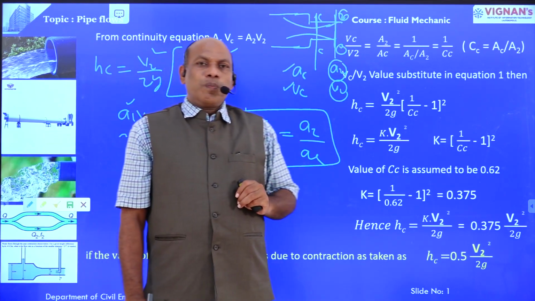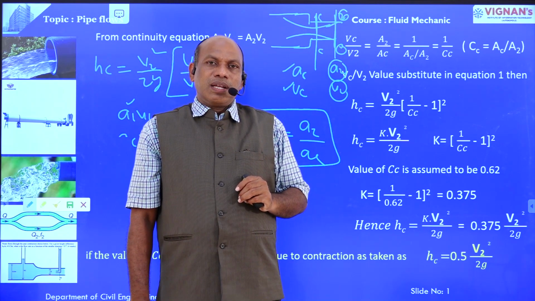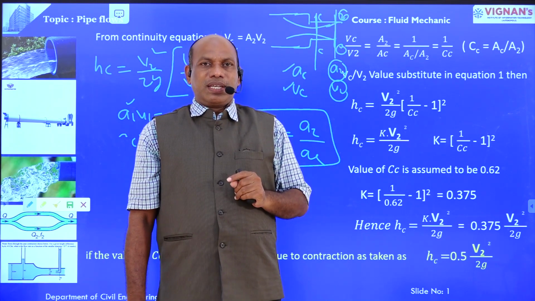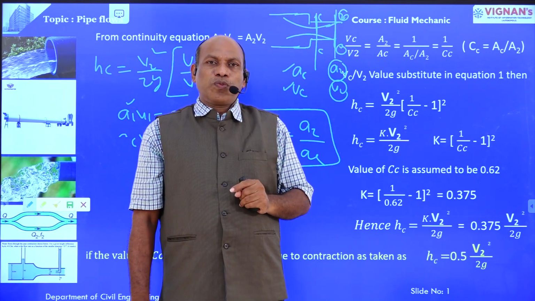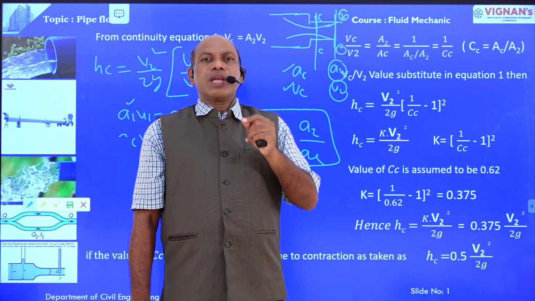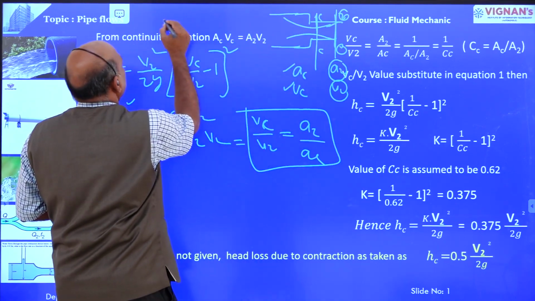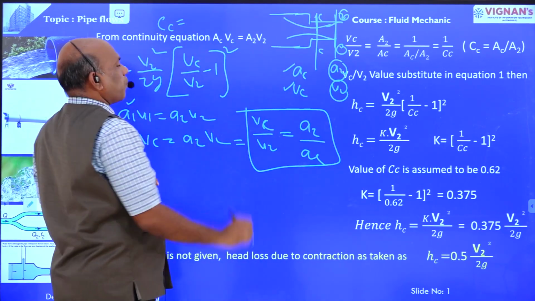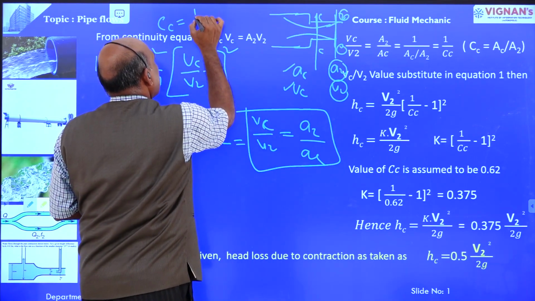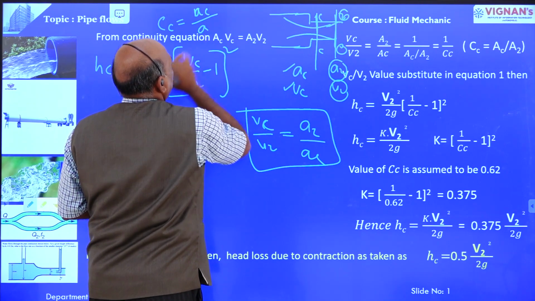But we know one relation, that is, the coefficient of contraction Cc is the ratio of the area at the vena contracta to the area of the pipe. Coefficient of contraction Cc is equal to the area at the vena contracta divided by the area of the pipe.